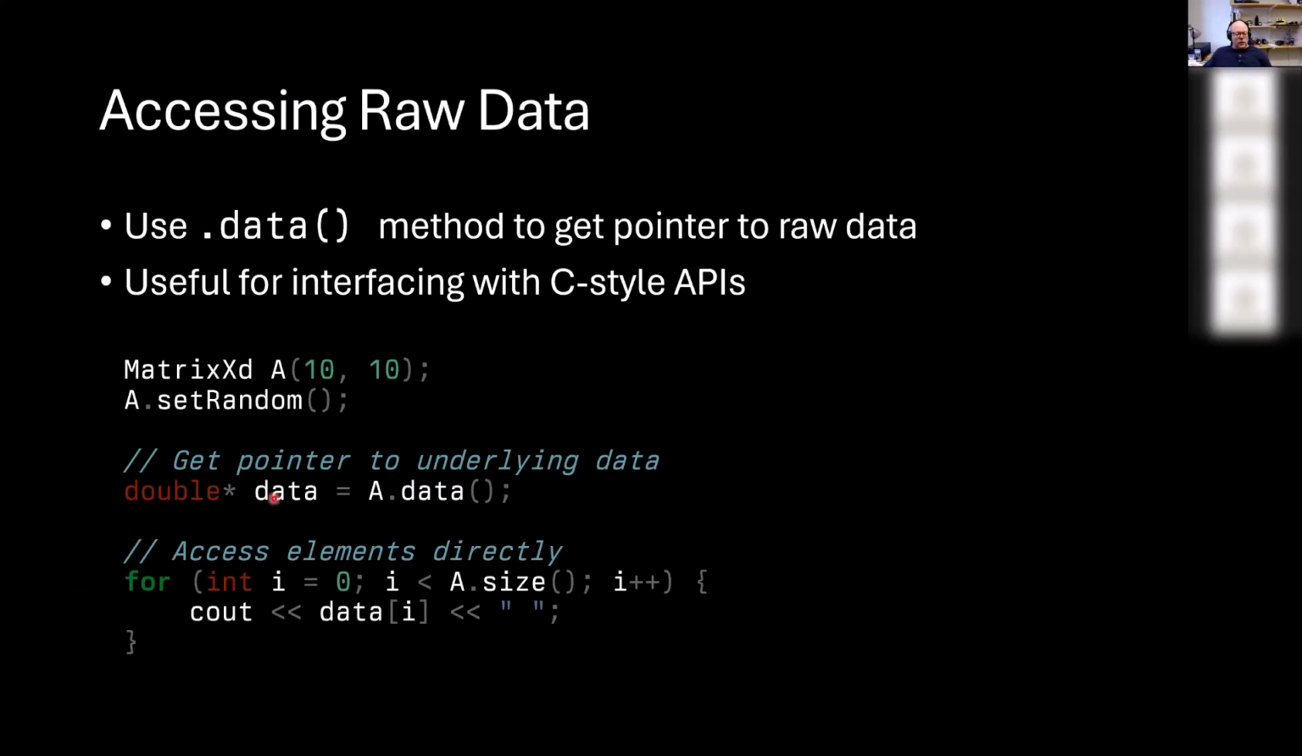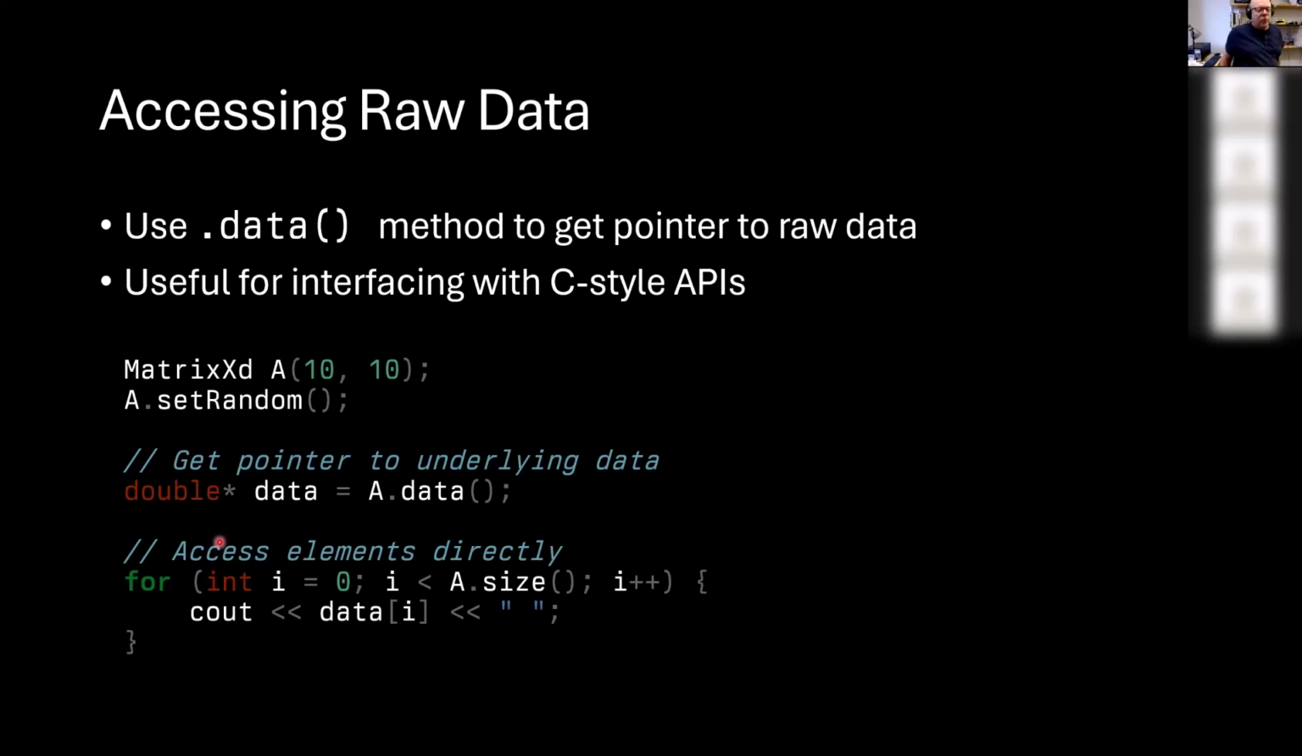So in this case, I get the data pointer out. A here is a dynamically allocated array of double, and so the pointer is a double pointer. I can get that pointer using the data method, which will return a raw pointer to the data. And with that, you can actually access this as a one-dimensional array.